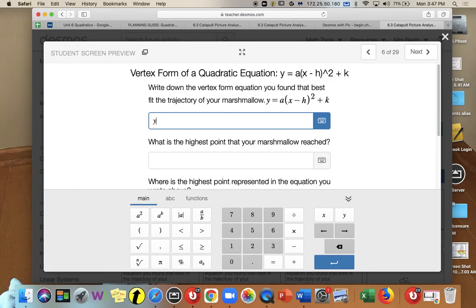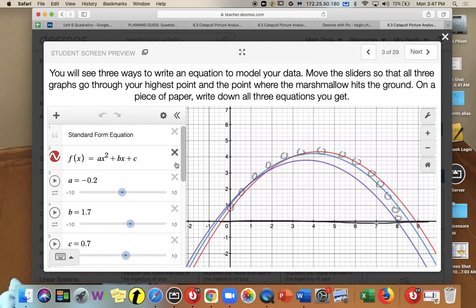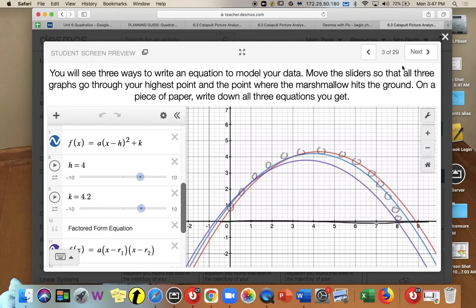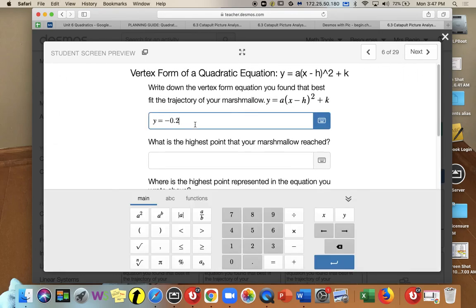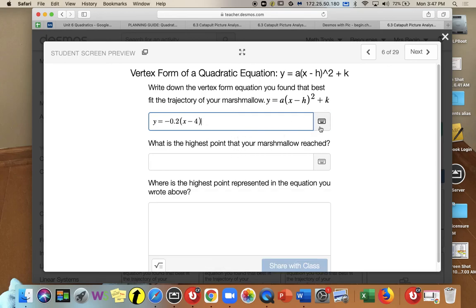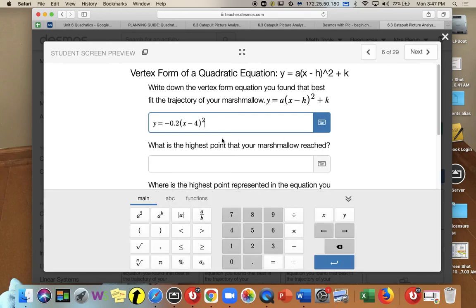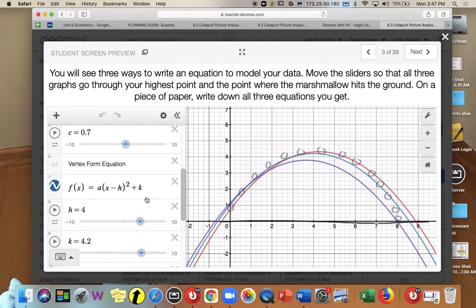Okay, let's take a look at the next equation, vertex equation. And again, I'm just going to type in that same A value. It was negative, I think, 0.2. But again, we can flip back if we forgot. So there's the A value, negative 0.2. H was 4, K was 4.2. So if we type it into the equation, it's x minus my H value, which is 4. We'll square it. And then it was plus, what did I have? Did I say 2? So 4.2.